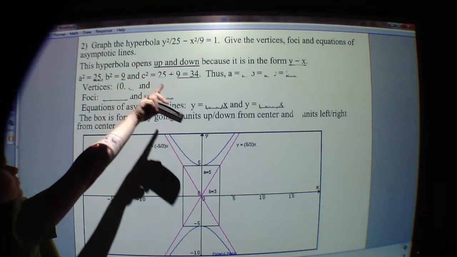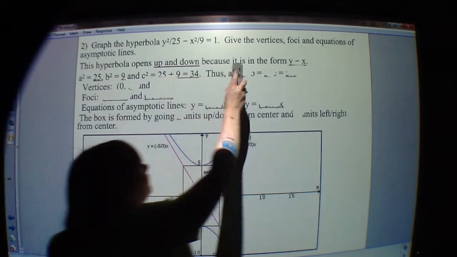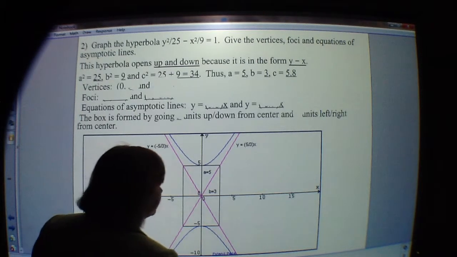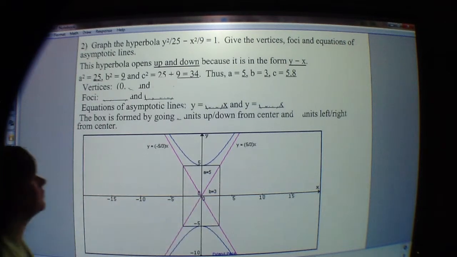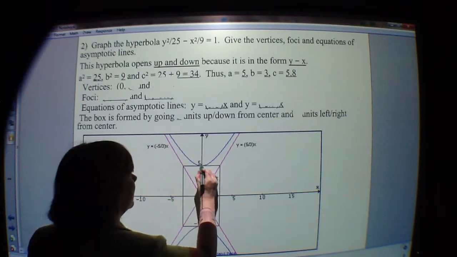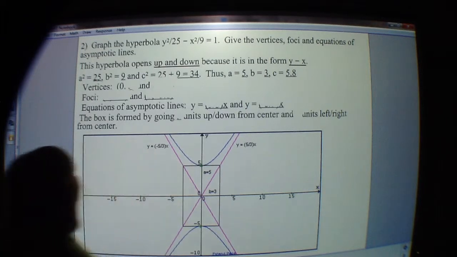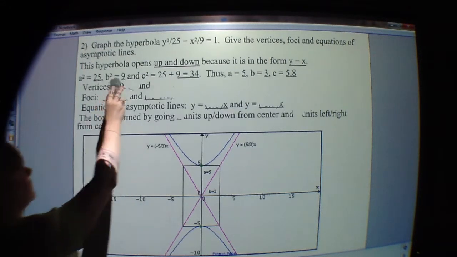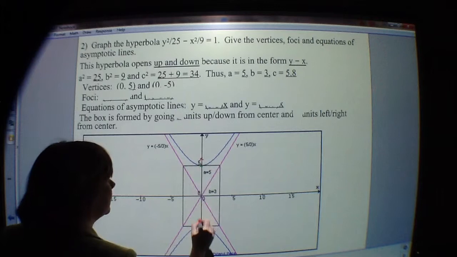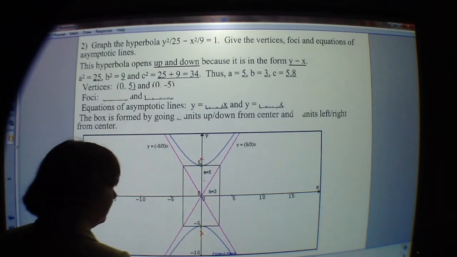A is 5, b is 3, c is about 5 point something. And I know it's closer to 6 because 5 squared is 25 and 6 squared is 36. So if you're going to take a guess, just make sure it's 5 point something close to 6. So if I were graphing this, I would say, okay, my center point is 0, 0. I know it opens up and down, so if I go a units up, which is 5, and a units down, I will be at the vertices. So at 0, 5 and 0, negative 5, I'm at my vertices. My foci would be somewhere in here, at 0, 5.8 and 0, negative 5.8.